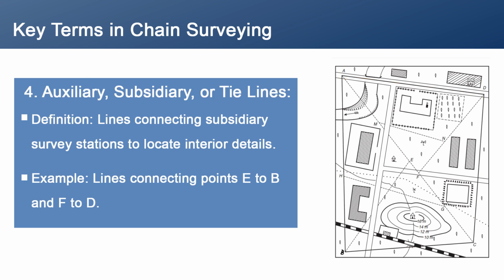And therefore, we have auxiliary, subsidiary or tie lines. Imagine these lines as the smaller partitions within the room that help you to get a better layout. They connect the subsidiary survey stations and help locate details inside the main area. For example, if you have lines connecting points E to B and F to D, these are your auxiliary or tie lines. They help to pinpoint specific details that are away from the main survey lines.